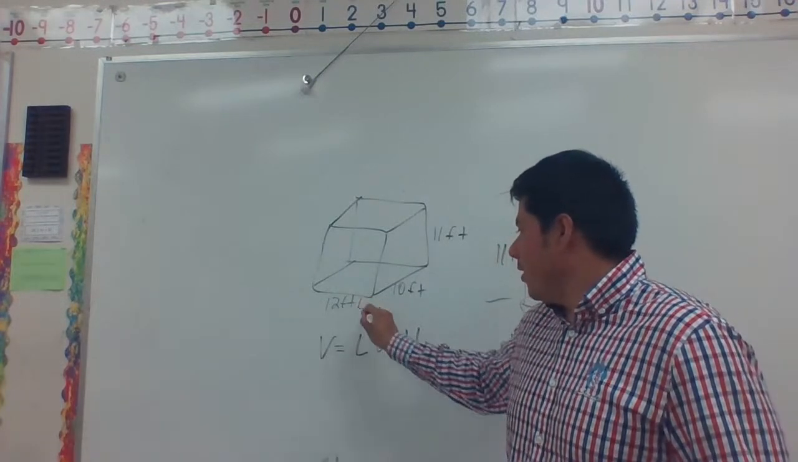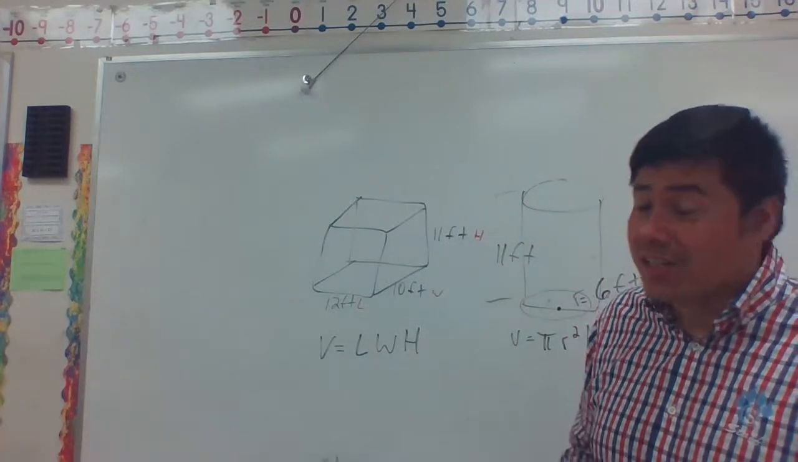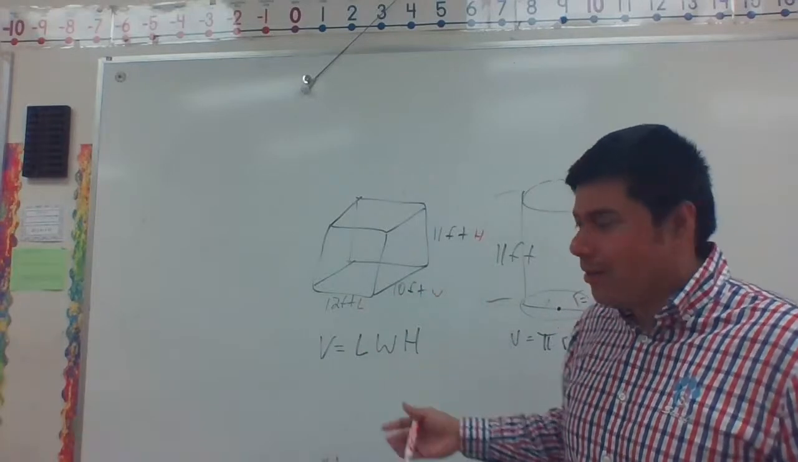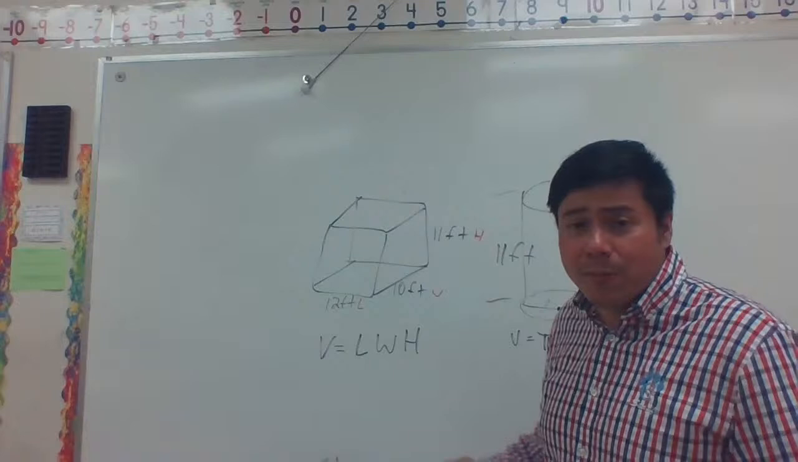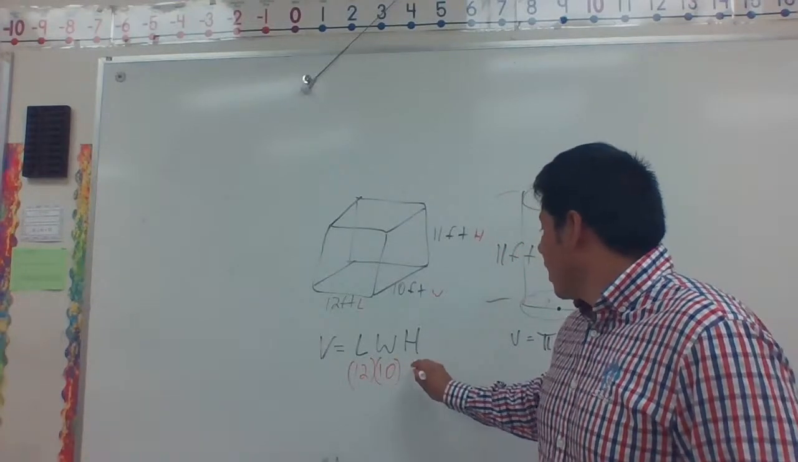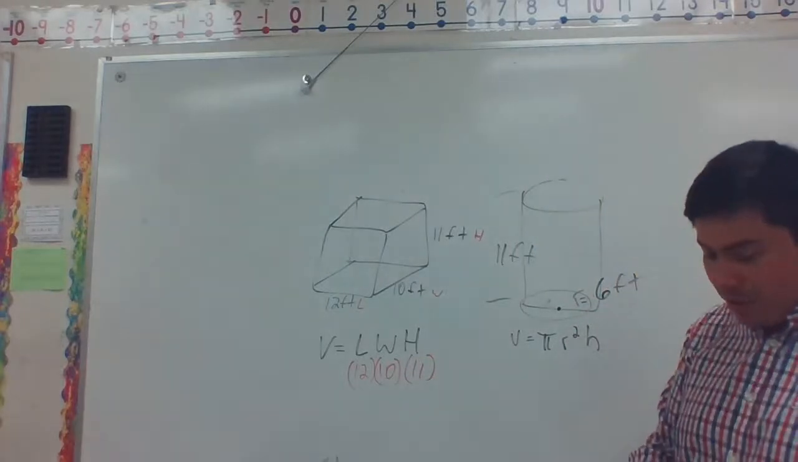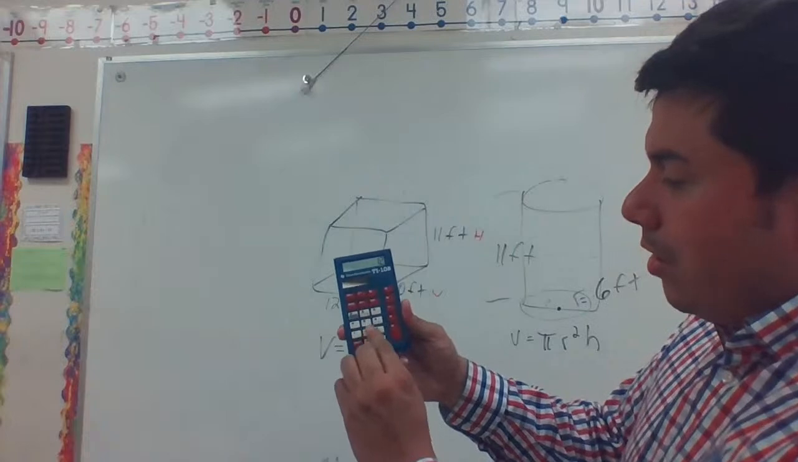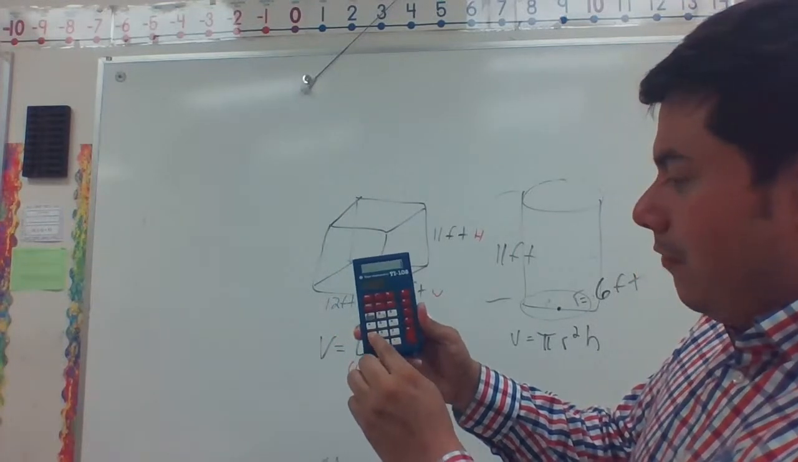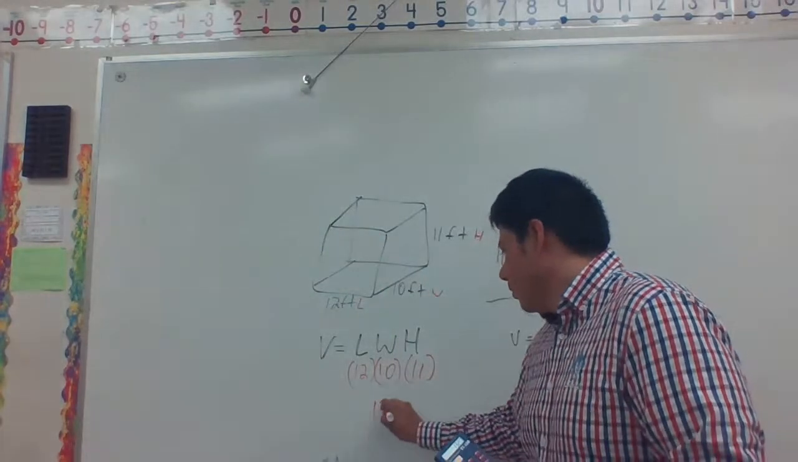So this is the length, this is the width, and this is the height. If you mess that up, it actually doesn't matter because they're interchangeable, since you're still going to multiply them. So I'm going to put 12 times 10 times 11, right? We have that right there, and then we're just going to put it in the calculator. We're going to say 12 times 10 times 11. And we have 1320 for this guy.